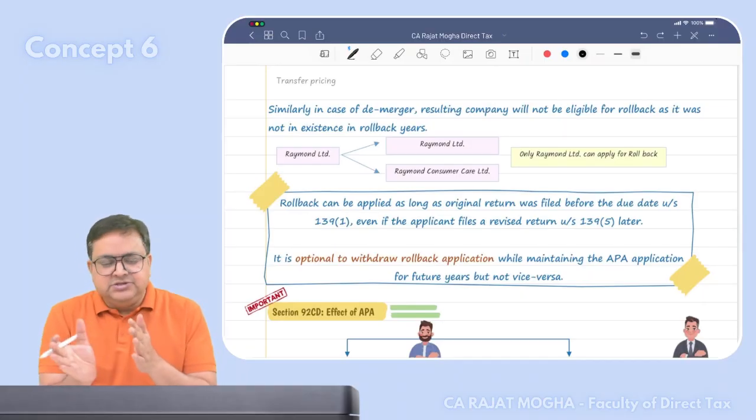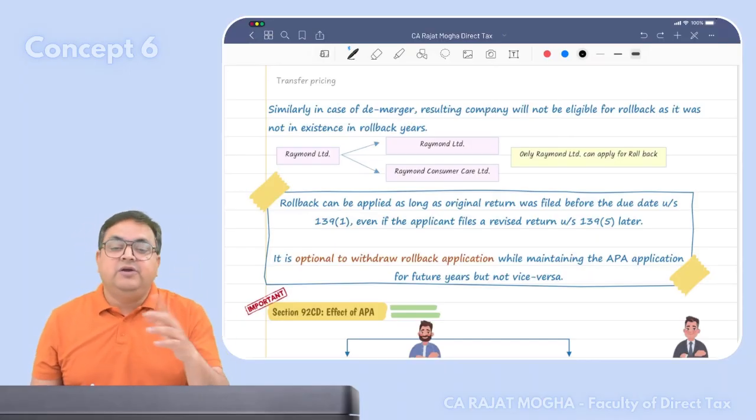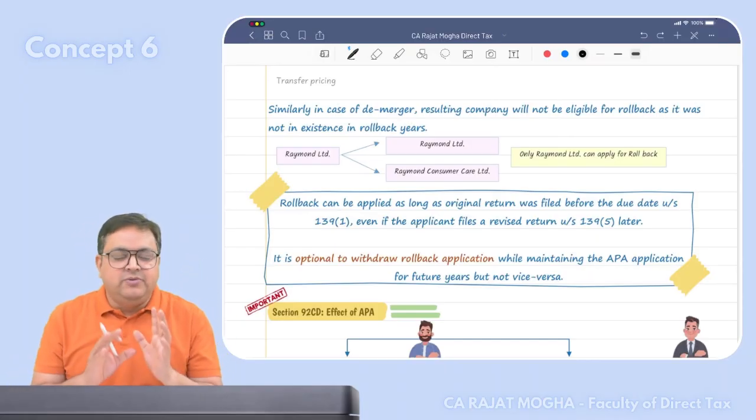Old company gets demerged and they form a resulting company also. Can the resulting company go for the rollback? No, it was not there. But the demerged company can go because they were there.